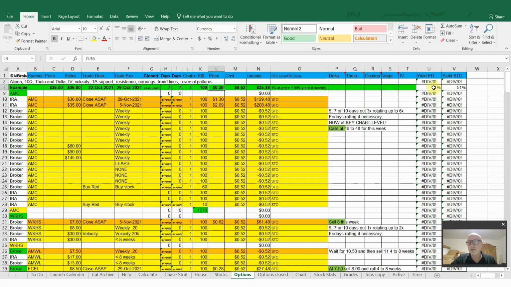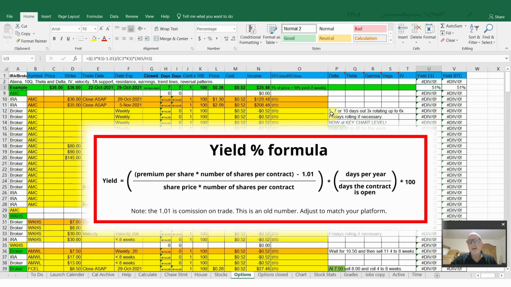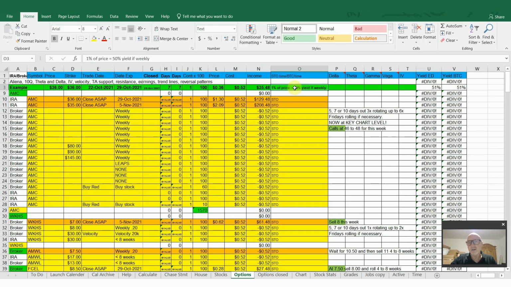$35.48, which you can see in the spreadsheet calculation: 365 divided by H3, the number of days, 7. In simple terms, if you don't know anything about spreadsheets or you're not good at math, it doesn't make any difference. If you sell a weekly at the penny price of the dollar price, $36, 36 pennies, that's 1%, and that means you're making 50% yield on your money every year.